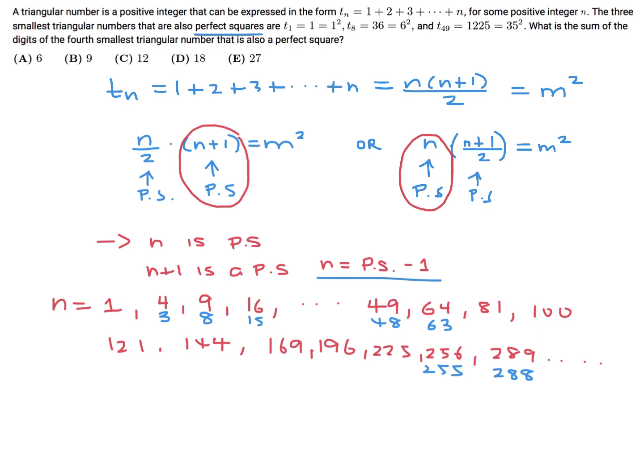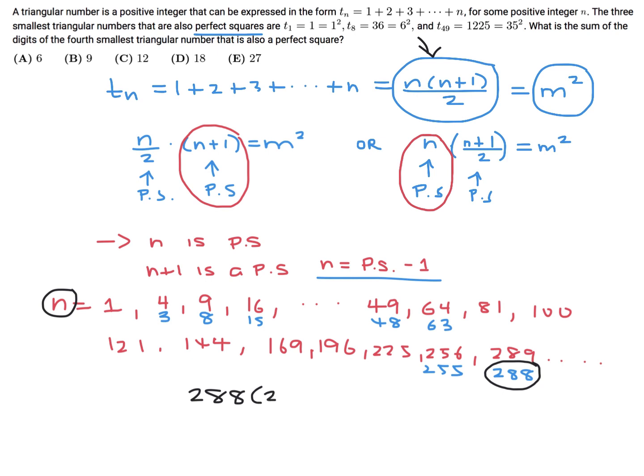Right? So what we have to do is plug these values into this equation and see if it gives me a perfect square. So it takes a little bit of math here. After some testing, you'll find that when you use this guy as the n and put it in here, you'll get 288 times 289 divided by 2, and that is equal to 41616, which is indeed a perfect square. It is 204 squared.